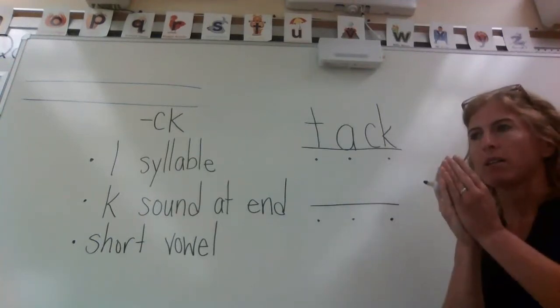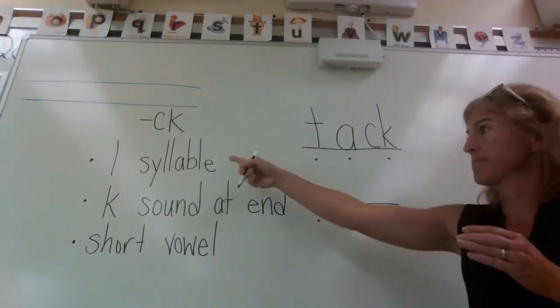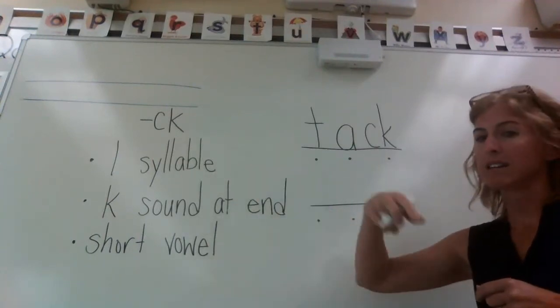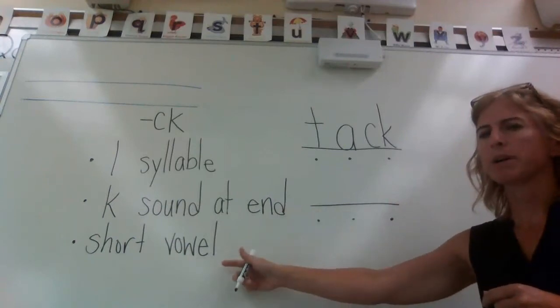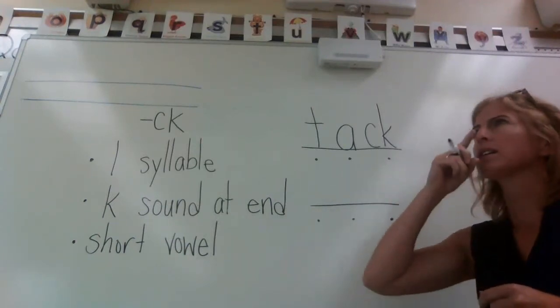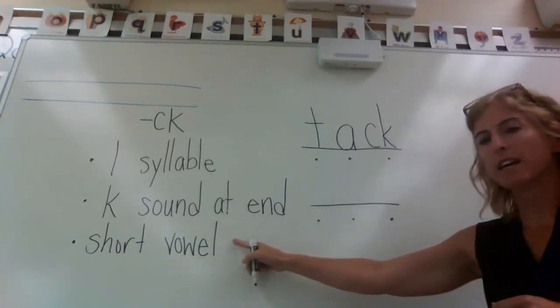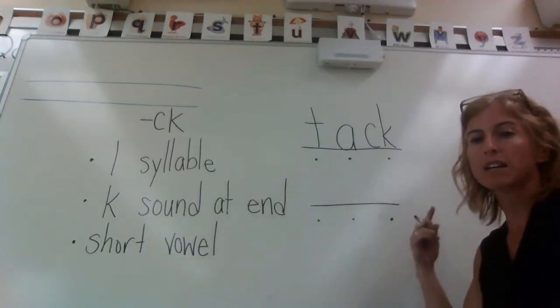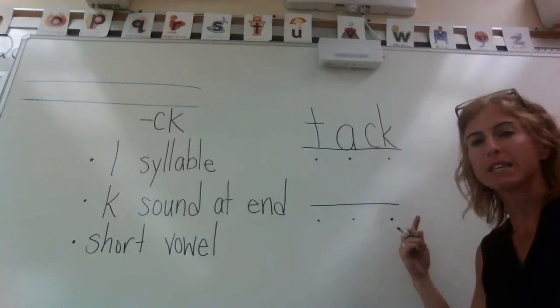Pick, 1 syllable. Pick, k sound at the end. I. It is a short vowel sound. It follows all of these rules, so that k at the end will be written with a CK.